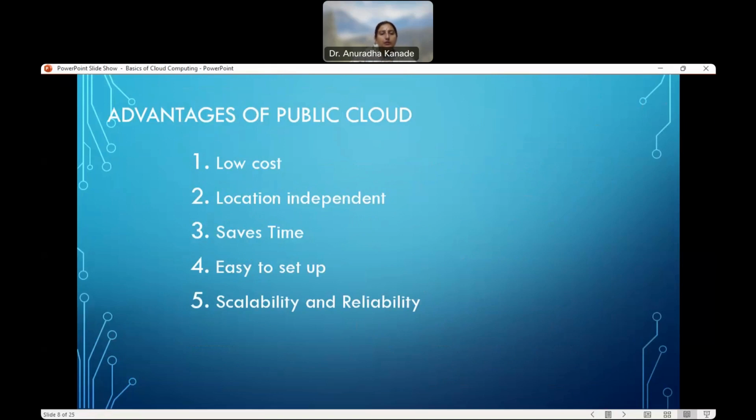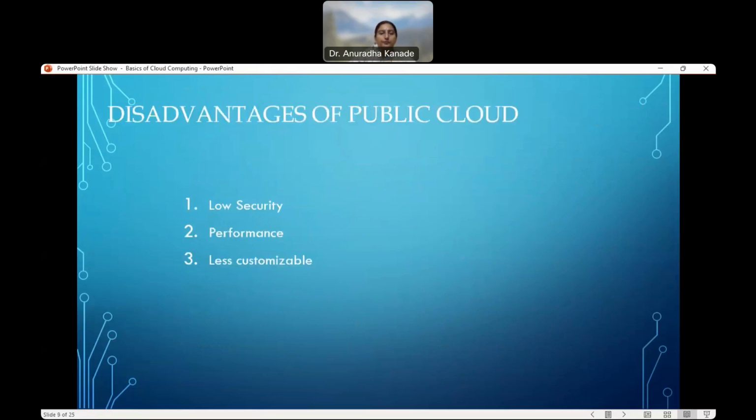It is easy to set up. We can ensure a little bit of scalability and reliability to some extent. Now, regarding disadvantages, the public cloud is providing low security, low performance, and it is less customizable.